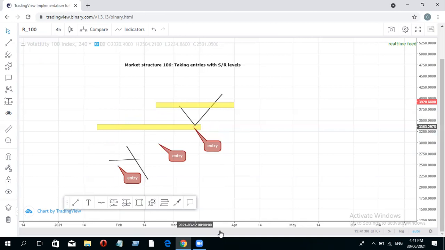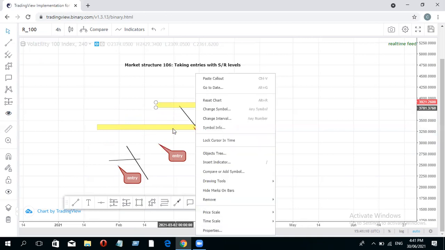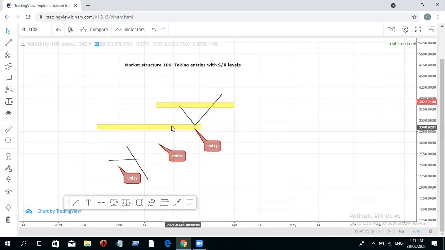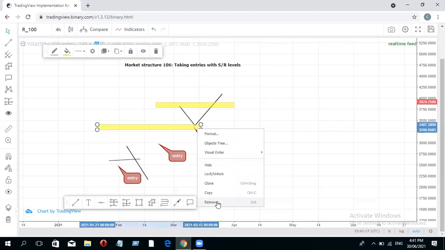So this is the secret behind taking trades. This is what you should look out for. This is the secret nobody will tell you.